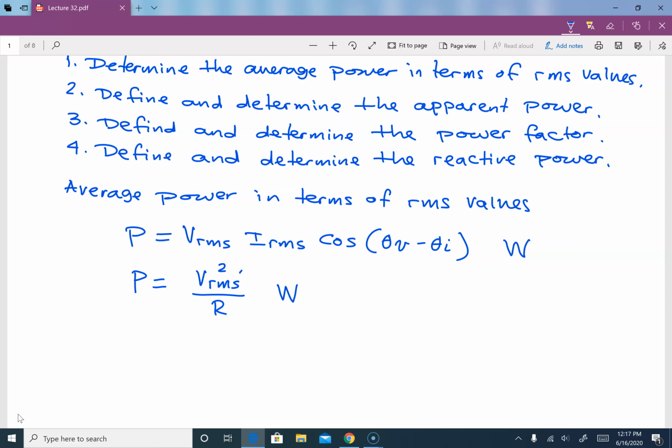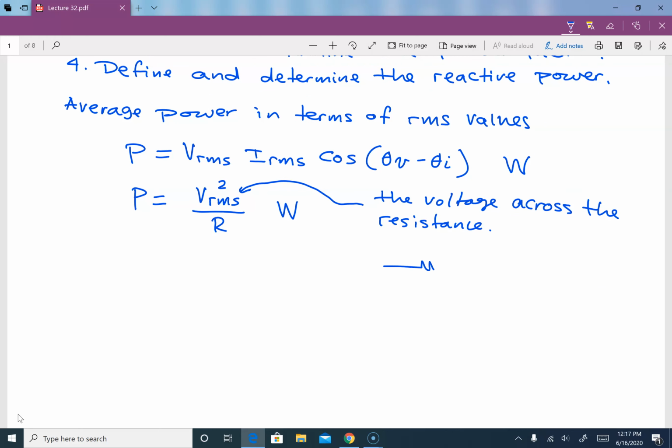In this case, this VRMS, that is the voltage across the resistance. What we mean by that, if I have, for example, this impedance, and then I have VRMS here, then that is not this VRMS. So I need the voltage here. Okay, not this one. I need this one across only the resistance.